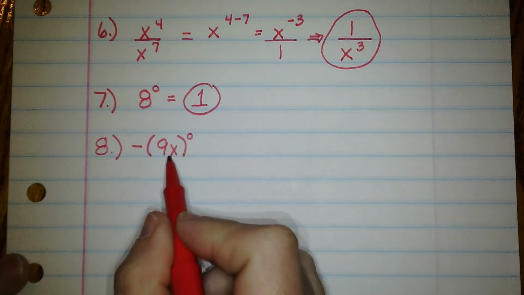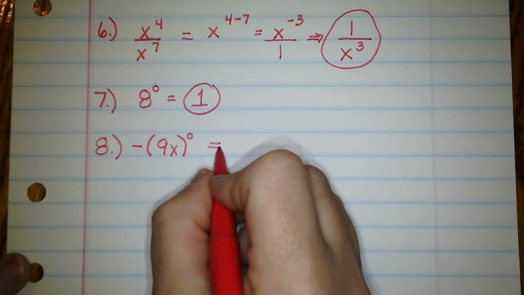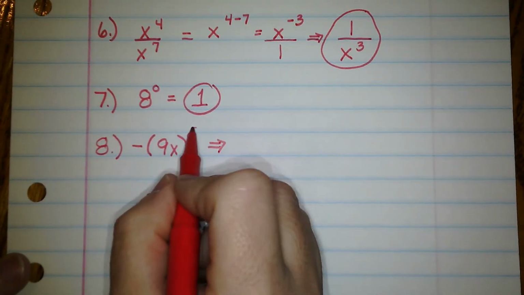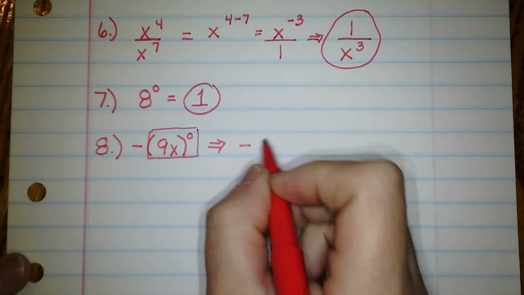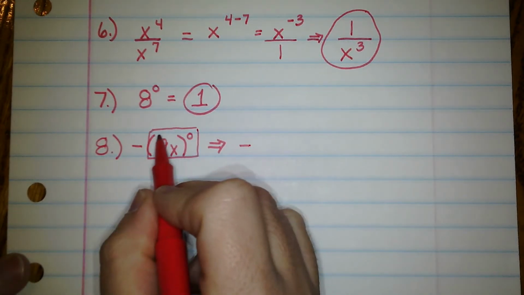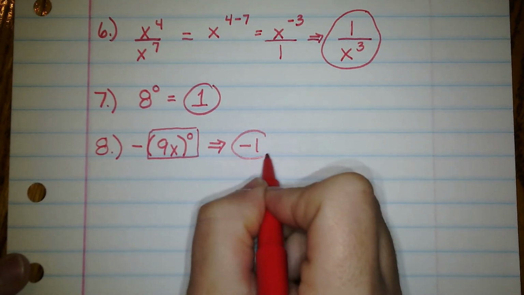Number 8 is a negative parenthesis 9x to the 0. So the first thing you need to do is remember that we need to do order of operations. Order of operations says that you're going to do the exponent first. So that means we're going to have a negative, and then all of this raised to the 0 power is 1. So your answer is negative 1.